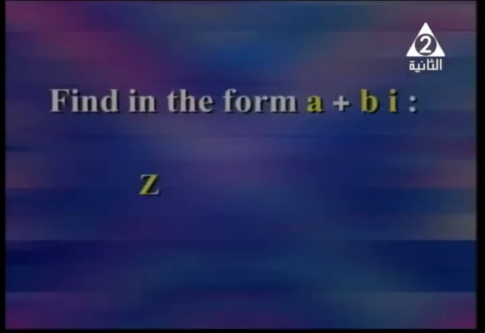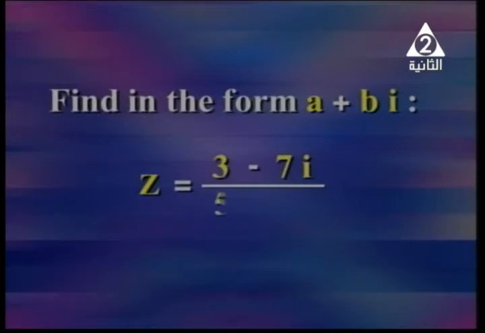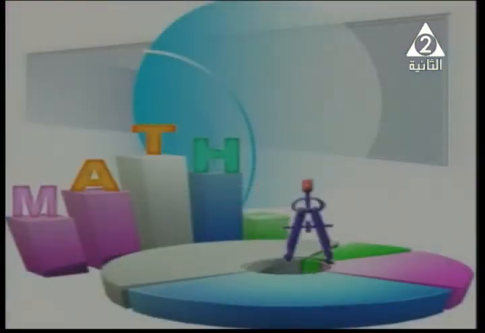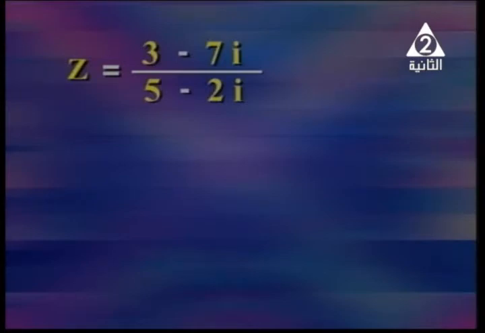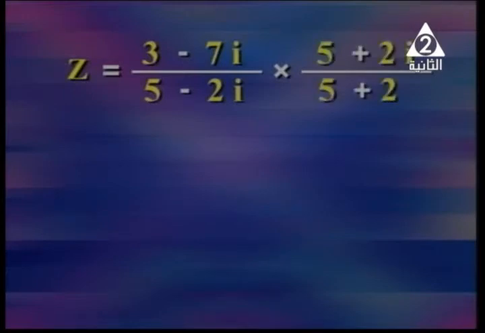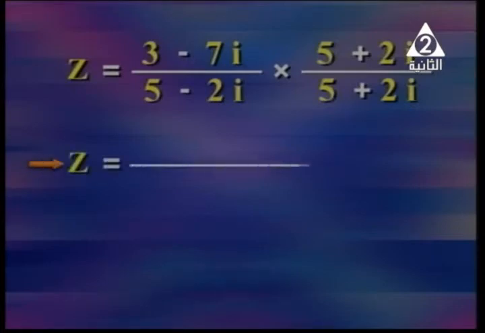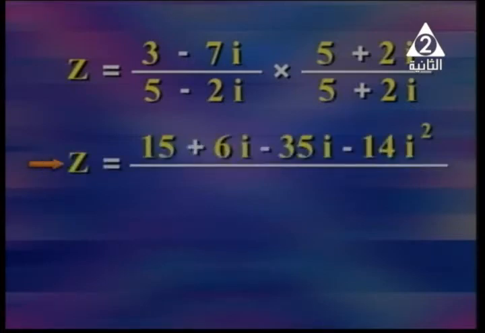Find in the form a plus bi: z equals (3 minus 7i) over (5 minus 2i). Look at the solution. We multiply by the conjugate of its denominator. What is the conjugate of the denominator? Yes, student, 5 plus 2i. We multiply up and down by 5 plus 2i. Look at the numerator: 15 plus 6i minus 35i minus 14i power 2, over 25 minus 4i power 2.